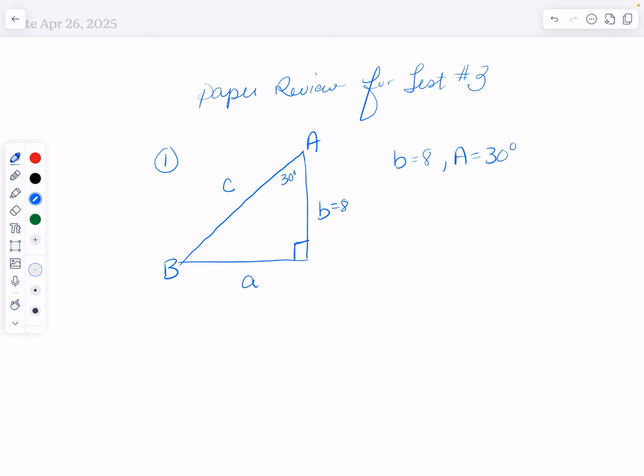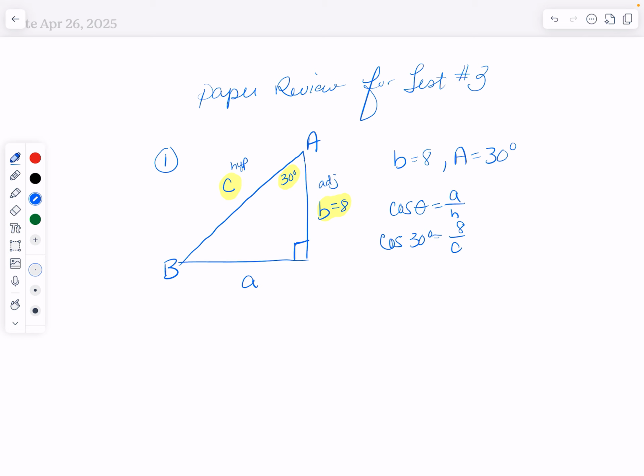Okay, since it's a right triangle, I can use trig to figure out a missing side. So I know I have an angle and I have side B. Let's say I'm going after side C. Well, if I'm looking at angle A, side B is adjacent and C is the hypotenuse. So the trig function that links up adjacent and hypotenuse is cosine. So cosine of 30 degrees equals adjacent, which is 8, over the hypotenuse, which is C.